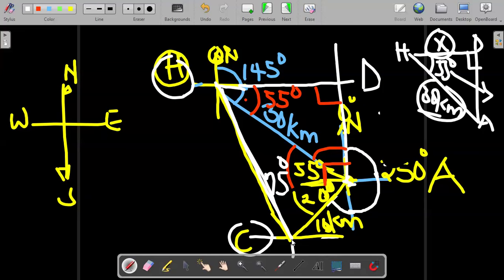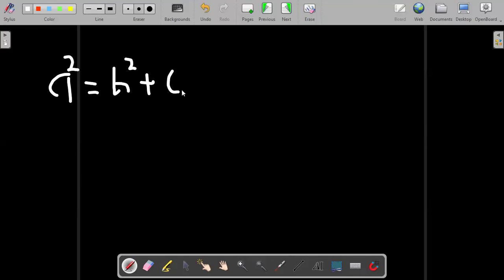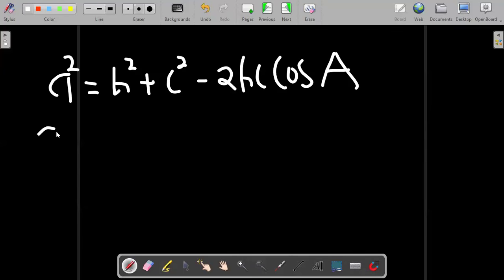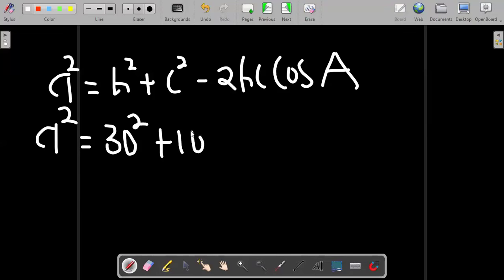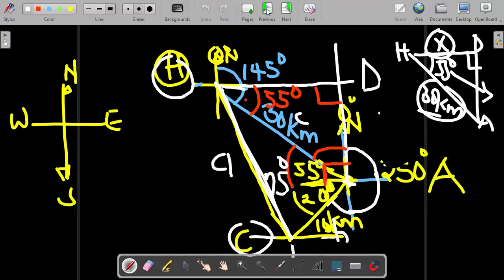So the opposite side, here is small a, here is small c, here is my small h. So we're looking for small a. So I'm going to have small a squared equals small h squared plus small c squared minus 2ac cos big A. Small a squared will give me 30 squared plus 10 squared minus 2 times 30 times 10 times cos 75 degrees.